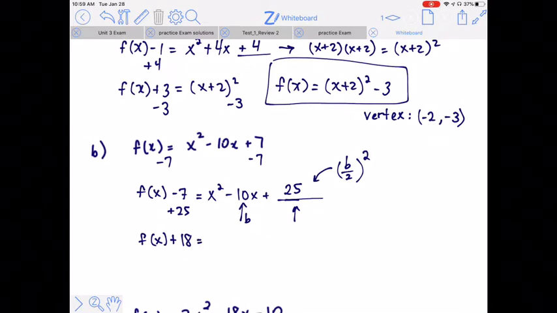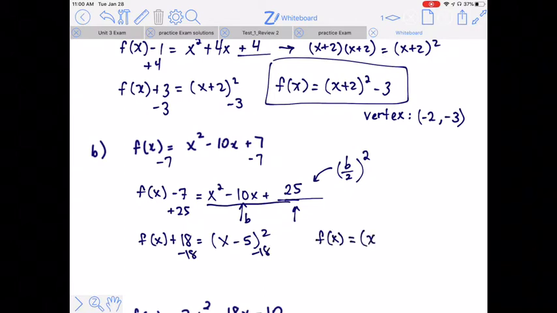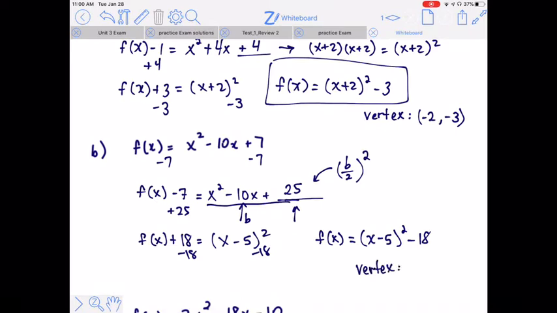equals, and now that you have written it as a perfect square trinomial, you're going to want to write it in its factored form. So x squared minus 10x plus 25 is (x minus 5) squared. And then move that 18 back over to the other side by subtracting 18. And we have the equation of the function now in standard form. And then it's easy enough to locate the vertex: it would be (5, -18).